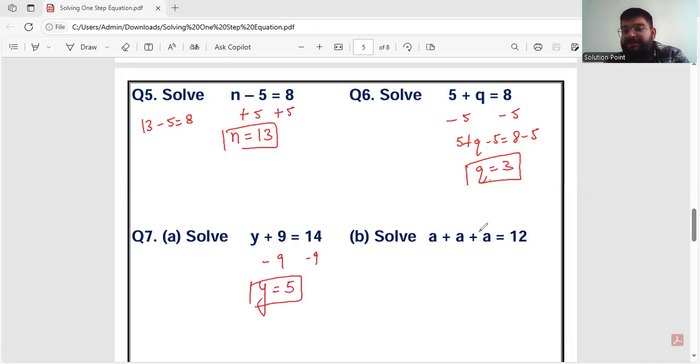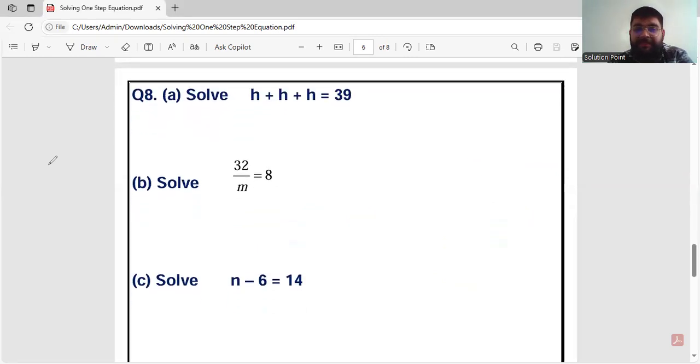Now a plus a plus a is 12. Definitely this 3a equals 12. Now we need to get rid of this 3 from here since this is in multiplication. So we need to divide by 3. So the value of a will become 12 by 3, which is 4. This is our answer for this question. I hope you are understanding these things.